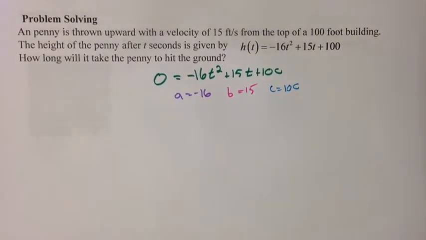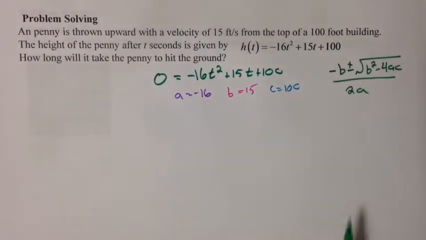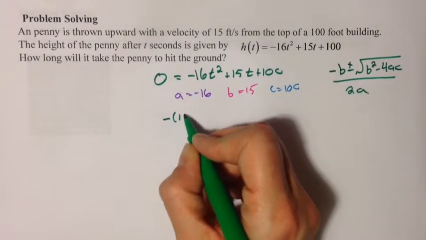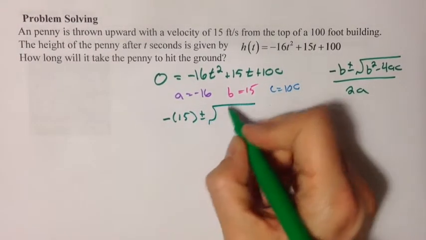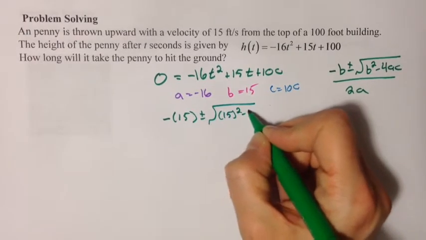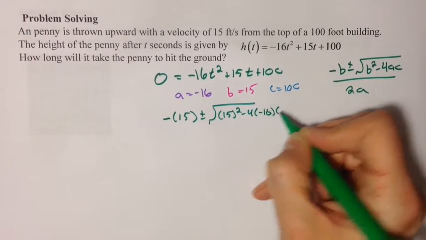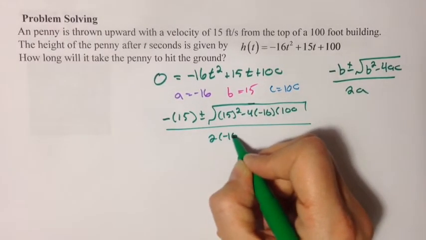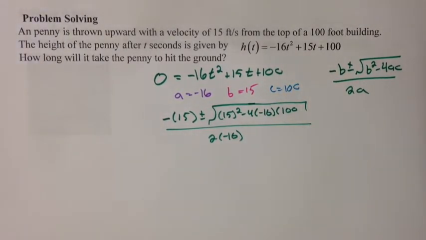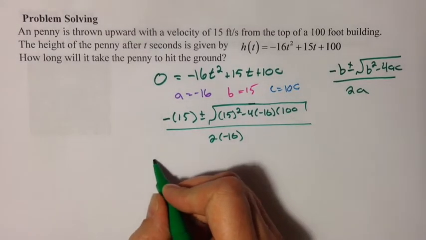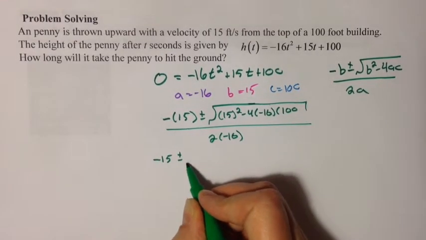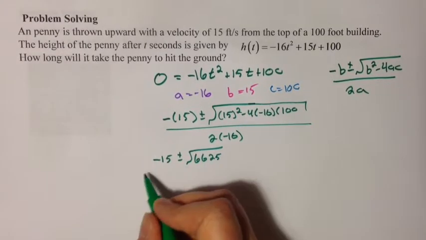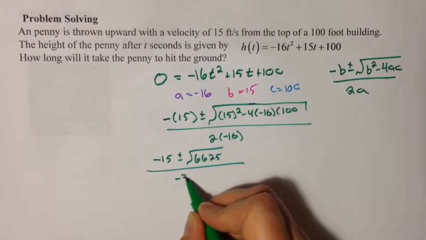Now I just need to plug those into my quadratic formula. Here's my quadratic formula here. I'm going to plug my numbers in. I have negative 15 plus or minus the square root of 15 squared minus 4 times negative 16 times 100, all over 2 times negative 16. Simplifying the discriminant, the stuff under the square root, I get negative 15 plus or minus the square root of 6,625 all over negative 32.